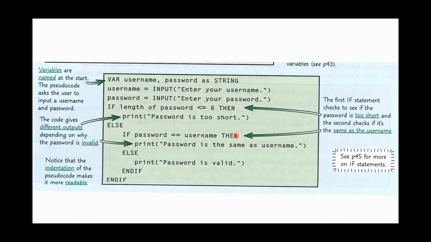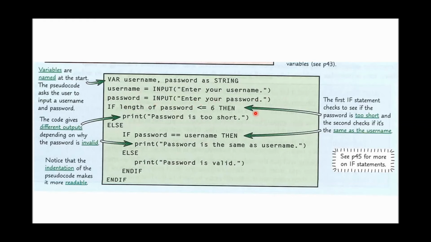The pseudocode looks like this. At the top, you've got your variables. So variables are at the start of the program. So var username, password as string. Username equals input, enter your username. You need to prompt, you need to get the username from the user. Then you need to get the password. So this is how you use your variables. You've declared and initialized the variables at the top. You've said username, password as string. Then you get the input for the username there. Then you get the input for the password there.